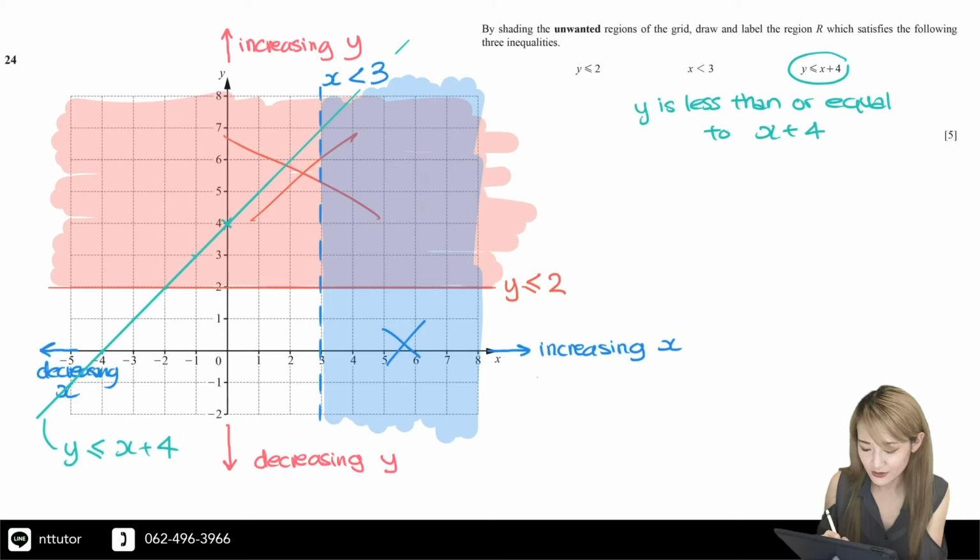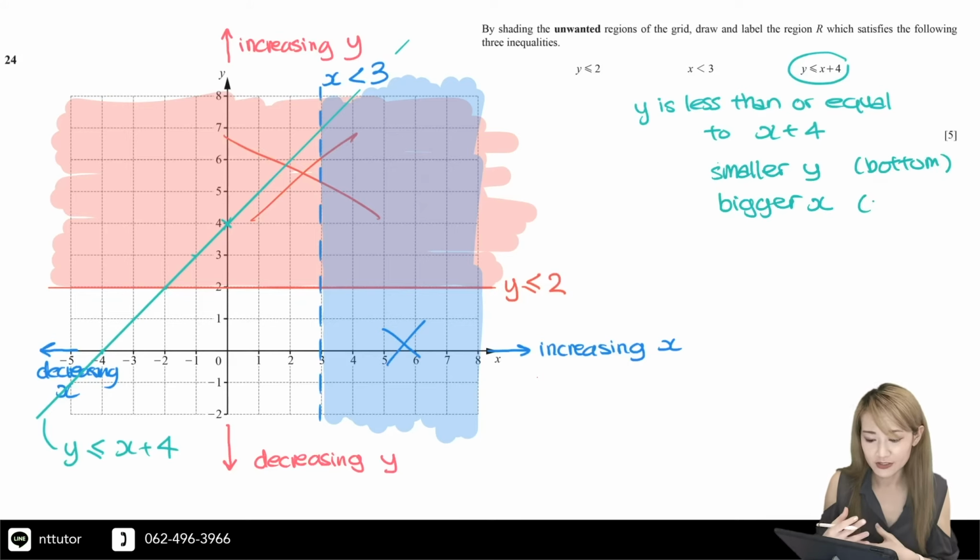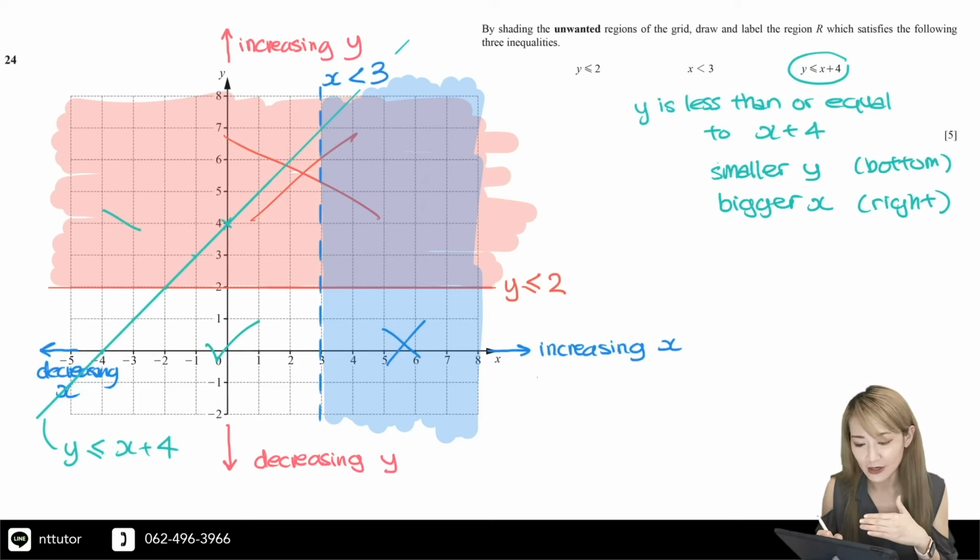This means we want the smaller y and we want the bigger x. The smaller y corresponds to the bottom bit and the bigger x corresponds to the right. So we want the region below and to the right. So we want this half of the line. So we will shade out the top left half of the line. So we would shade out this region.